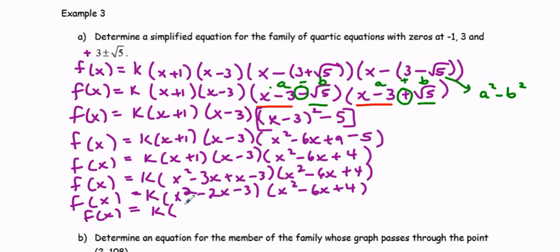But this is going to be x to the 4th. This one times this one is minus 6x cubed. This one times this one is plus 4x squared. Minus 2x times x squared is minus 2x cubed, plus 12x squared minus 8x, and then we've got minus 3x squared.